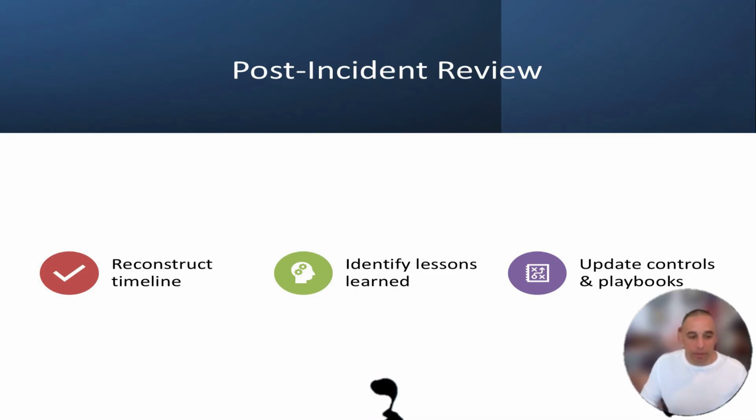Update controls into playbooks. Finally, the organization updates its security posture based on what was learned. This may involve hardening configurations, strengthening access controls, adding or tuning detection rules, improving incident response playbooks, updating communication protocols, enhancing logging and telemetry, deploying new tools, or automation. This step ensures the same attack cannot happen the same way twice. It also refines the organization's response capability for future incidents.